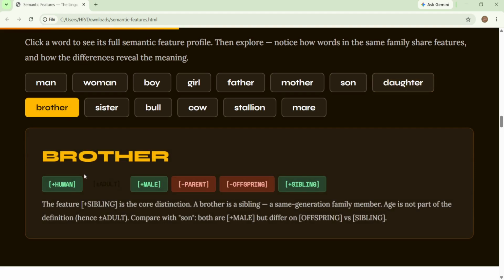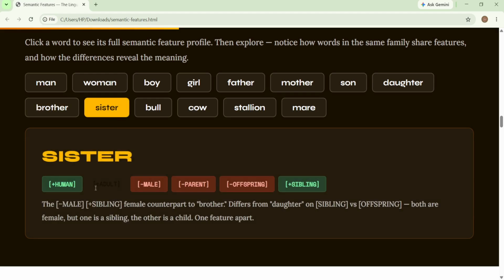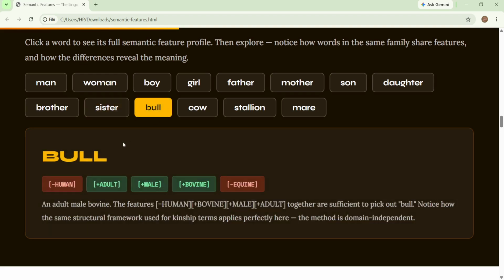Then for brother, here again plus and minus, as they can be adult here. Same goes for sister, plus and minus at the same time. Then bull, an animal. Now these four are animals, not human. Bull is adult, then male, then bovine, and not equine. So these are the features, together sufficient to pick out bull.